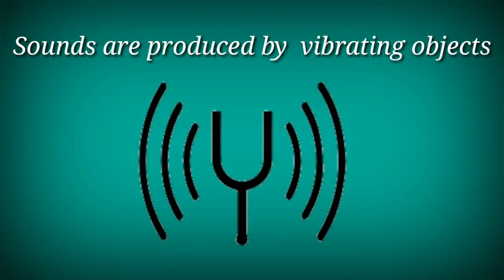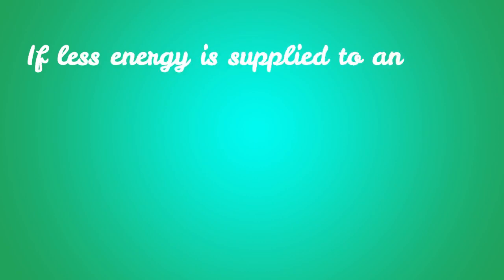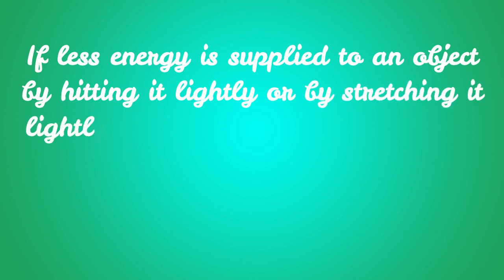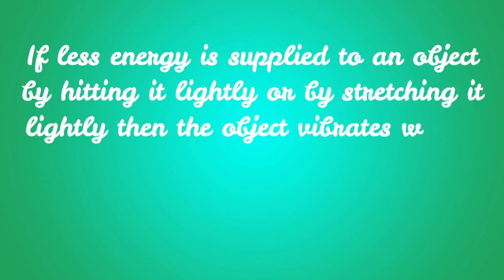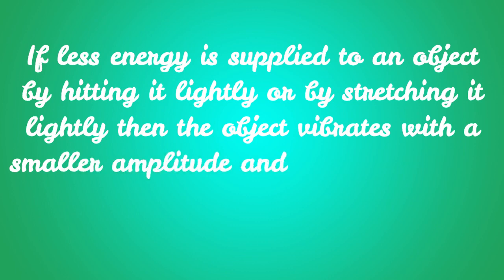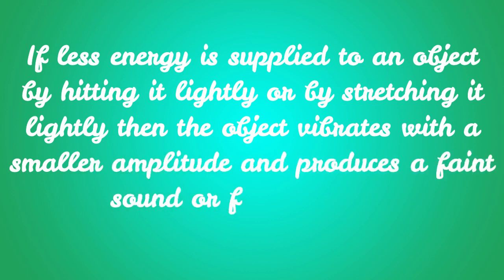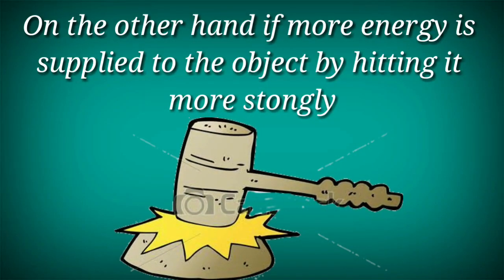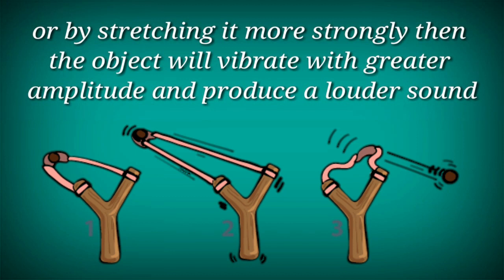Sounds are produced by vibrating objects. If less energy is supplied to an object by hitting it lightly or by stretching it lightly, then the object vibrates with a smaller amplitude and produces a faint sound or a feeble sound. On the other hand, if more energy is supplied to the object by hitting it more strongly or by stretching it more strongly, then the object will vibrate with a greater amplitude and produce a louder sound.